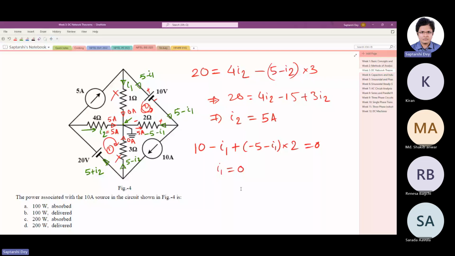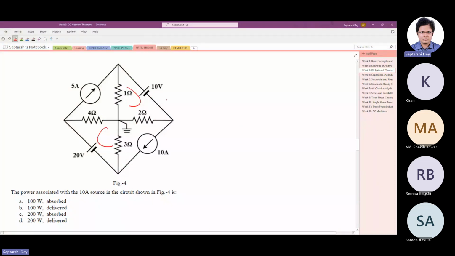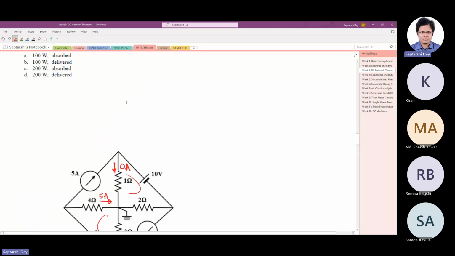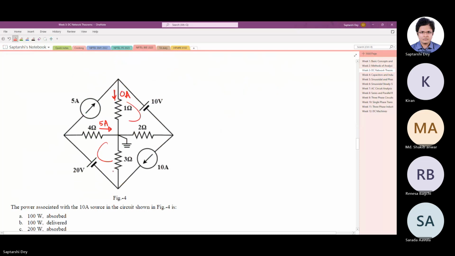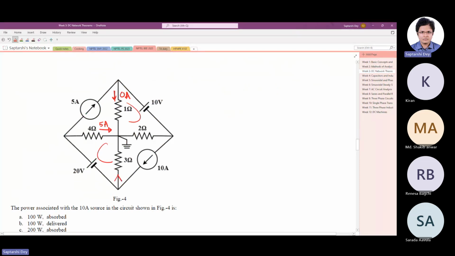So what I'm saying is, there are two loops here where we know the voltage. So these two loops only we can apply the KVL. Now what we found out here is that I2 was 5 ampere. And we took I1 here, which is 0 ampere through the 1 ohm resistance. Now if you look at this one, this was 5 minus I2. Now I2 is 5 ampere, so we have 0 ampere current here.